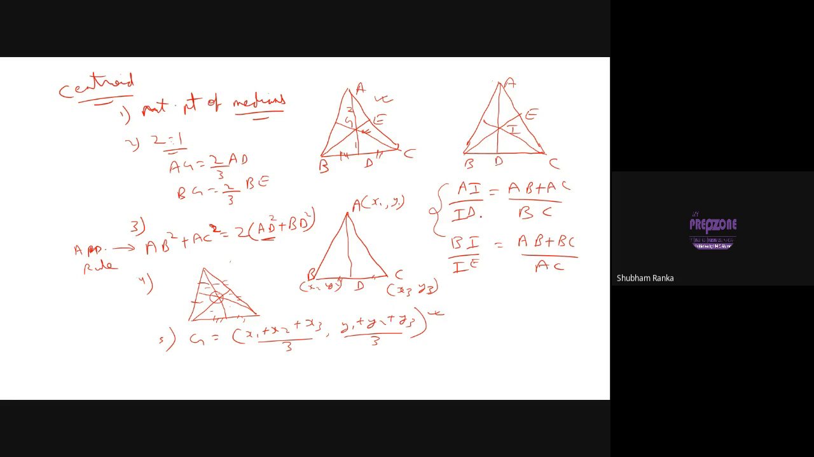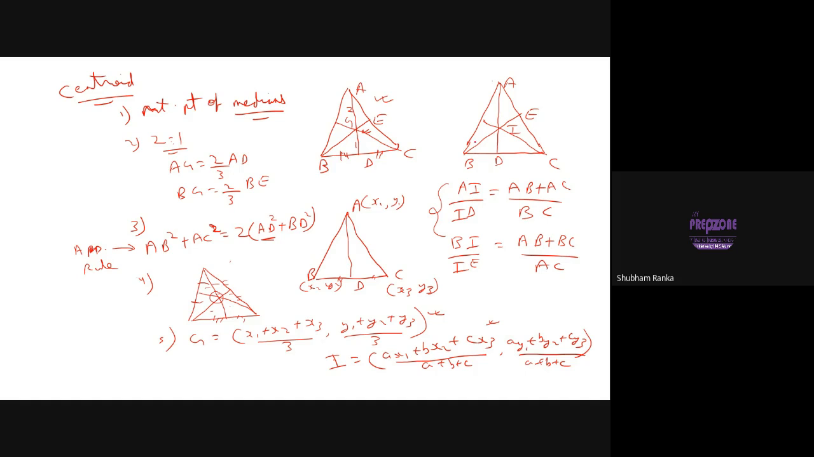The in-center coordinates, if you have to find the in-center from x1, y1 and x2, y2 and x3, y3, would be (ax1 plus bx2 plus cx3) by (a plus b plus c), and (ay1 plus by2 plus cy3) upon (a plus b plus c). I'll revise the diagram after writing this. If you get the drift of this, then the y coordinate comes automatically. So this is the coordinate of the centroid, and this is the coordinate of the in-center.